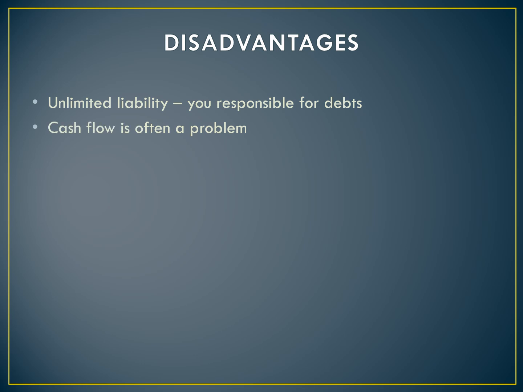Cash flow is often a problem. If you don't have enough money, you don't have a partner to ask since you're the only owner of this business. Often restricted in growth due to lack of capital. Remember, you can only work with the capital that you have. If you had more partners, then it's not a sole proprietor anymore, but then you have access to more capital since there are more people investing money into the business.